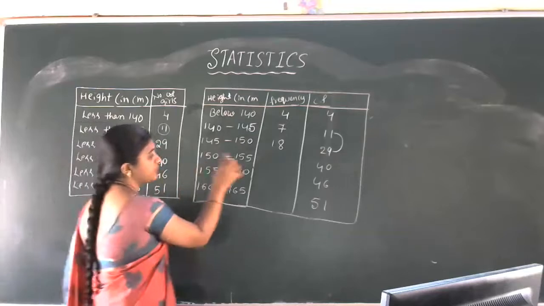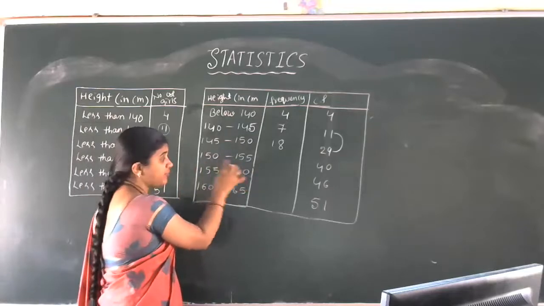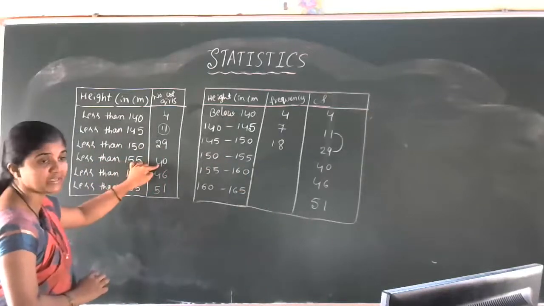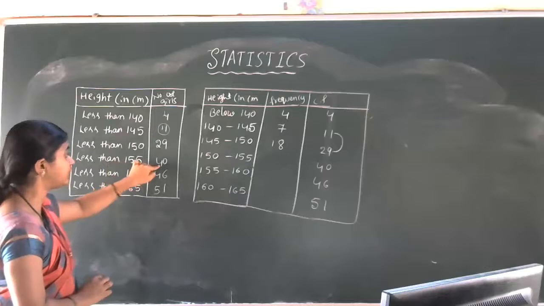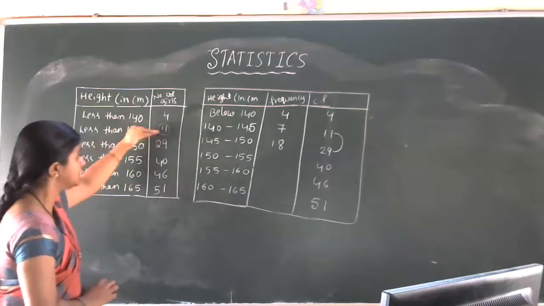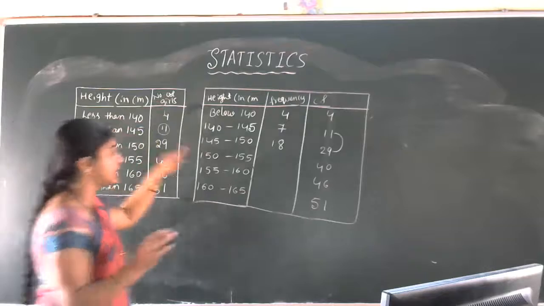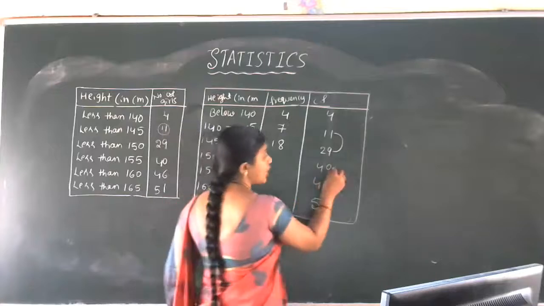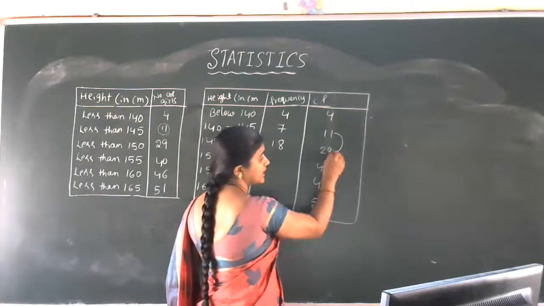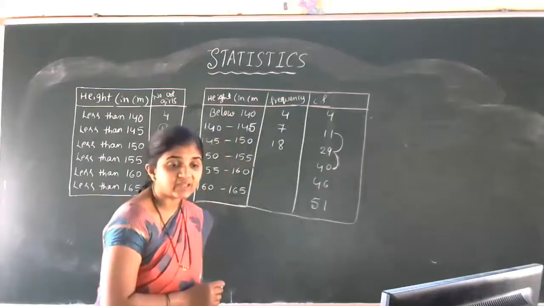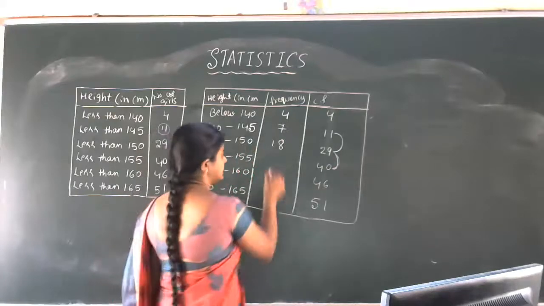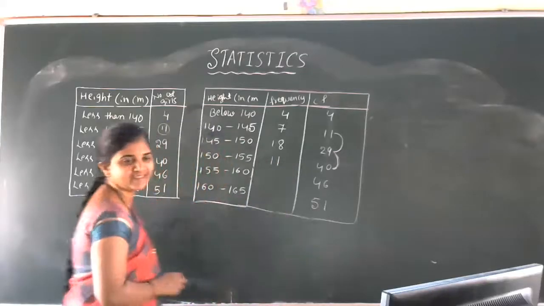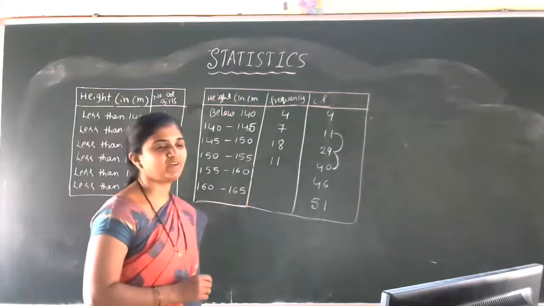Next, the 150 to 155 range we need. See here, less than 155 is 40. In the sense it covers all of this 29, but we don't want that 29 because we need the 150 to 155 range. So what do we have to do? 40 minus 29. What is the answer for that? 11. Yes, exactly. Very good, Akshay.